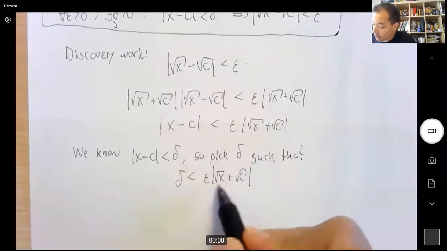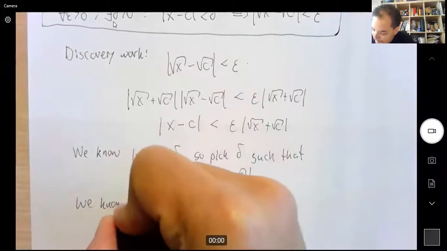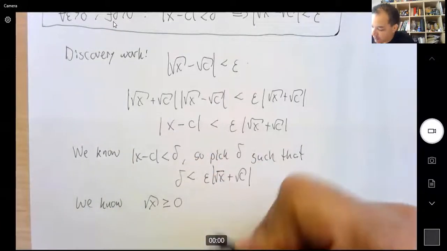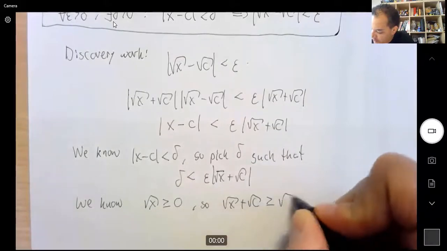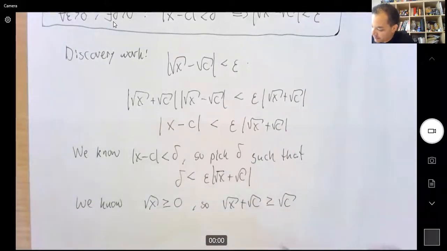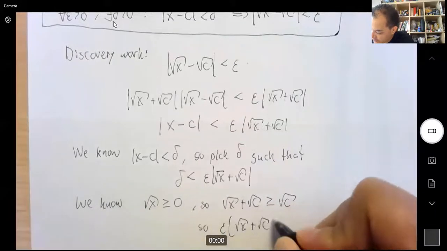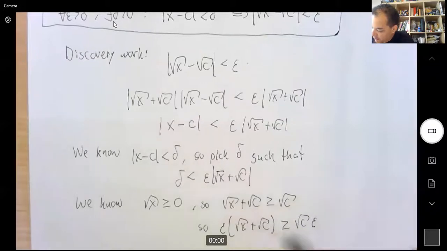See, this is bigger than 0, right? So we know root x is bigger than or equal to 0. So root x plus root c is greater than or equal to root c, right? So epsilon times root x plus root c is bigger than or equal to root c times epsilon. So maybe this delta can work, right? We can pick this as our delta. This could be our delta.